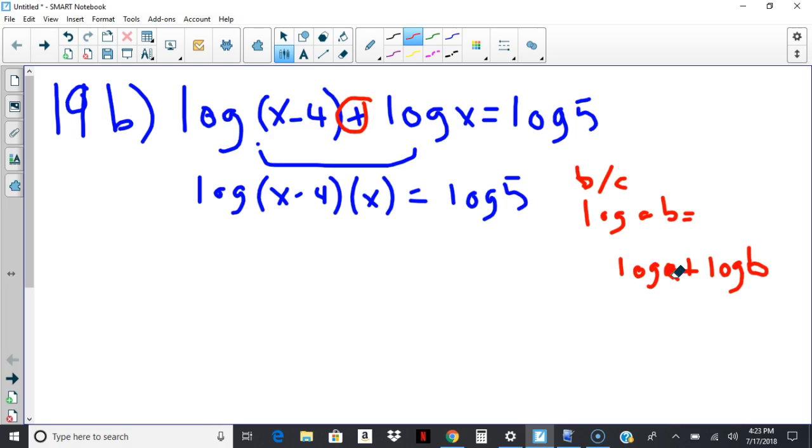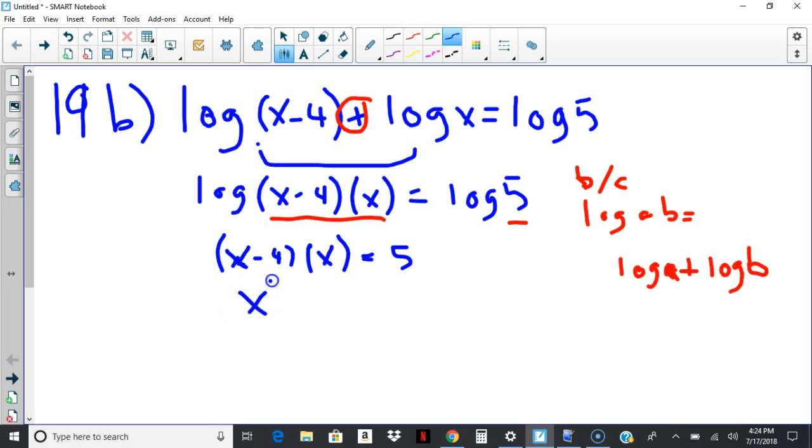Alright, so on the left hand side, now we have log base 10 of x minus 4 times x is equal to log of 5. And now we can take away the logarithms from both sides. Okay, it's a one-to-one function. If they both have the same base and their outcomes are equivalent, then we can say these same values are equivalent here and here. So I'm going to say that x minus 4 times x is equal to 5.